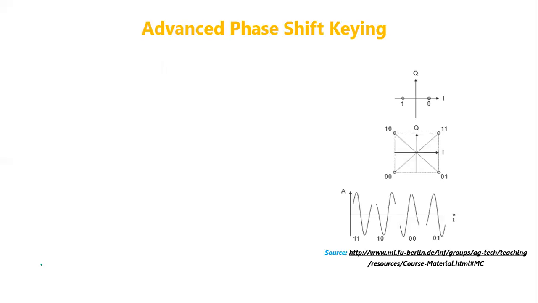So in this diagram, the top diagram represents binary phase shift keying. Here there is only a 180 degree shift. When there is no shift, it is 0. If there is a shift of 180 degrees, it is 1. And the quadrature phase shift keying technique always works relative to a reference signal.